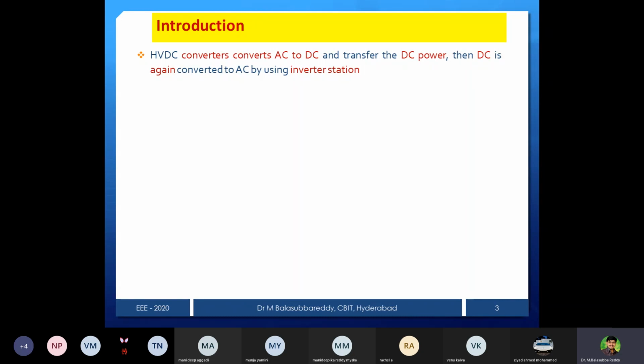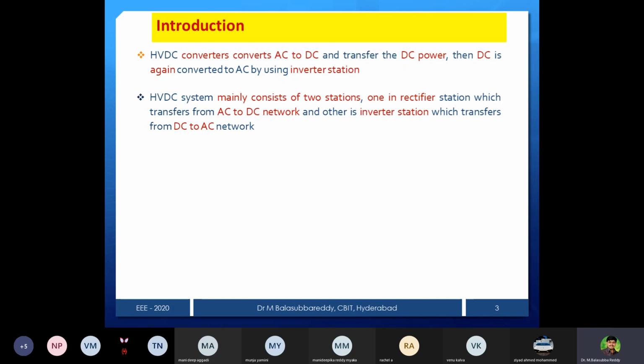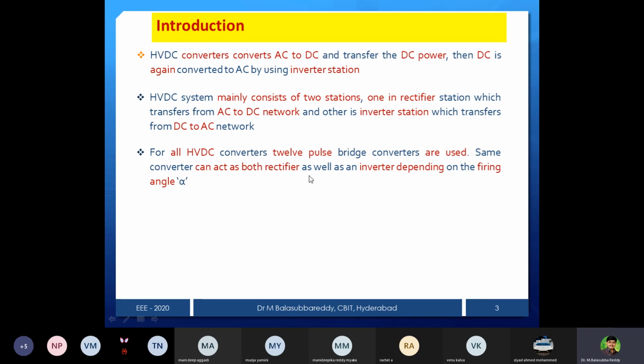We already know that HVDC transmission requires two converters. One is a rectifier station, another one is an inverter station. In the rectifier station it will convert AC to DC, and in the inverter station it will convert DC to AC. It mainly consists of two stations, the rectifier and inverter station.